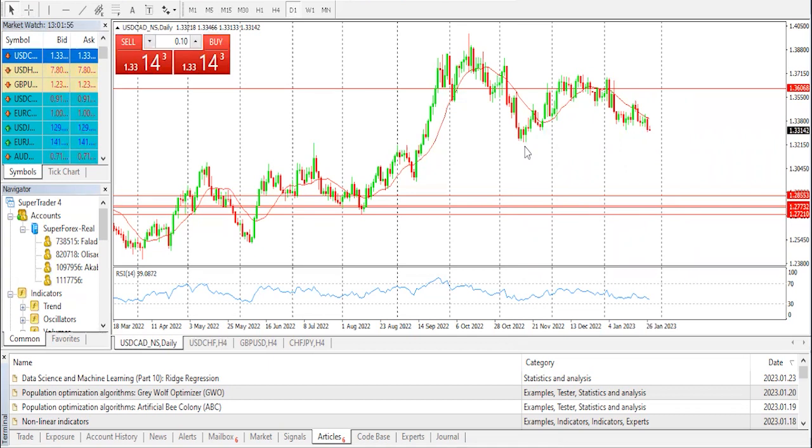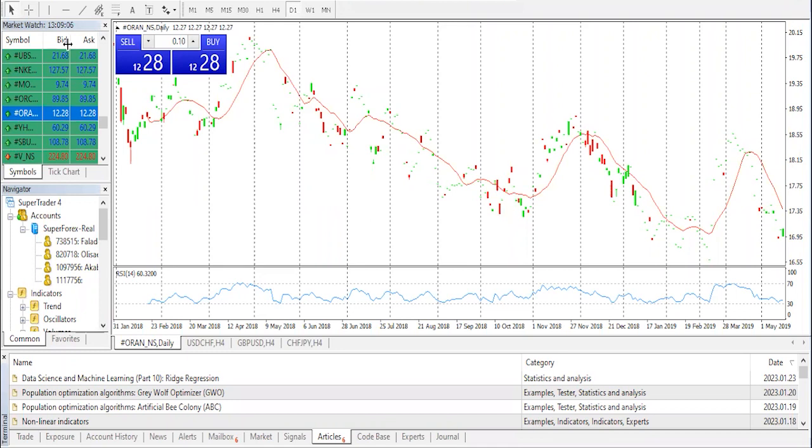Now let's move over to the stock market. Welcome back, guys. And on today's stock market, we'll be having a look at Orange.